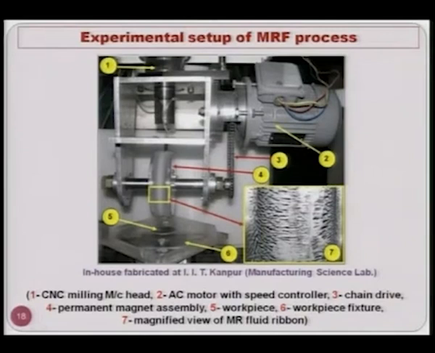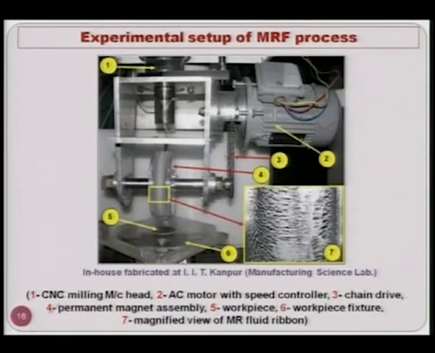2 is the AC motor with speed controller. Here is the AC motor, and there is a variable frequency drive, VFD, which is controlling its RPM, that is rotational speed. 3 is the chain which is transferring the motion from the motor to the pulley over here, which is connected to the rotating wheel which is going to form the ribbon.